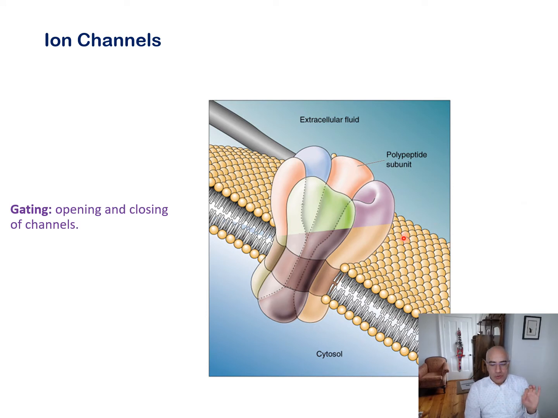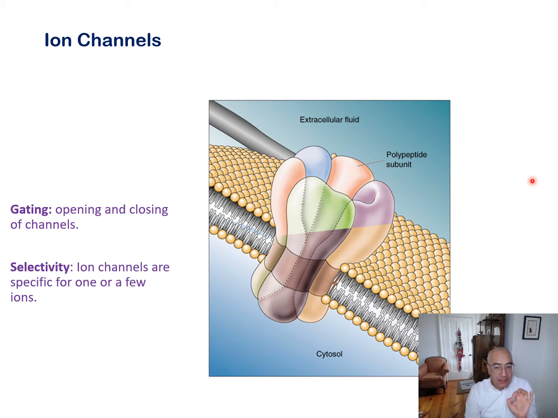In addition to having a pore in the middle, ion channels have a property known as gating, which is opening and closing, and that's really a conformational change in this complex molecule that allows this pore to remain open or to close. And the second property that makes ion channels different from a simple hole in the membrane is known as selectivity. And that means that ion channels are only permeable to a single molecule type, a single ion species, or at most a few ion species.